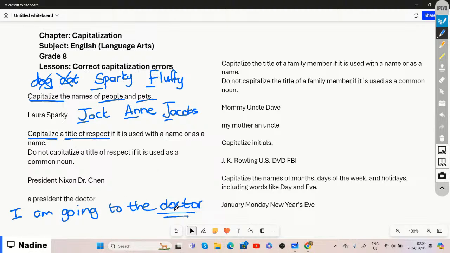So if I say I'm going to the doctor, then it needs to be lower case. But as soon as I'm saying I am going to Dr. Chen, then it is capitalized. As soon as the word doctor is used as a common noun, as a general name, then it must be lower case. But if you make mention of the doctor's name, which is a proper noun, then we capitalize it.